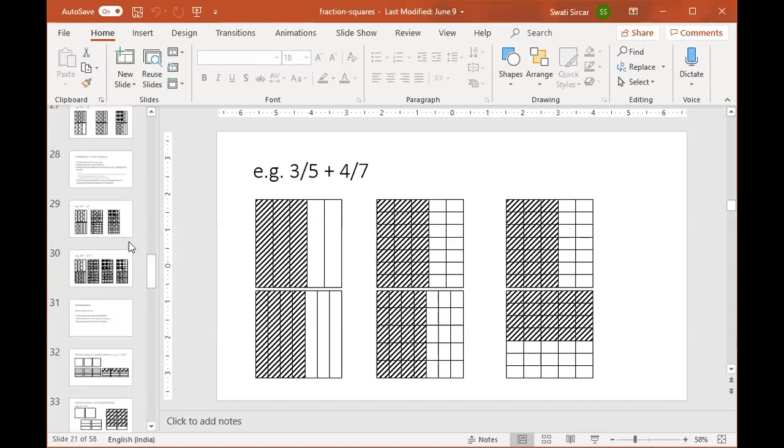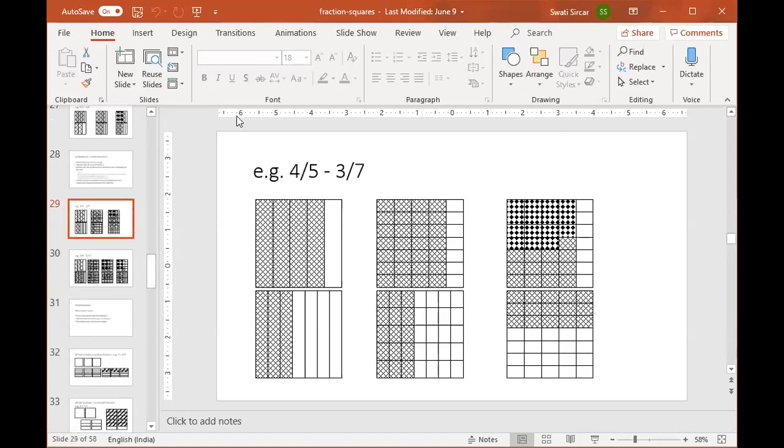Similarly, if you want to subtract, here is a similar one. You can see that they don't match. So you convert, make the grid, and then you rotate the bottom one so that the grids are similar. And then you remove, there are 15 here. So you remove 15 from here. Whatever is left is the answer.